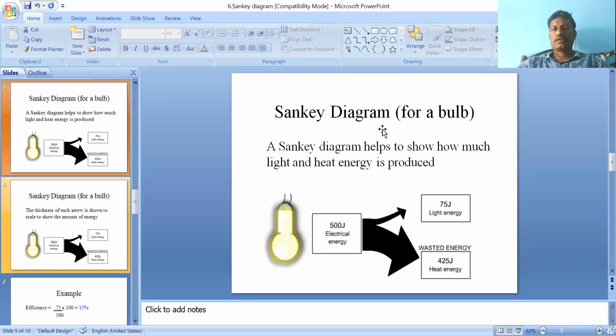So this is the Sankey diagram for a bulb. It helps to show how much light and heat energy is produced. I'm taking 500 joules of electrical energy given to this bulb. We're getting 75 joules of light energy, and the waste energy, that is the heat or thermal energy, is 425 joules. So by using this Sankey diagram, we can easily identify how much light and how much heat energy is produced from the bulb from the electrical energy.